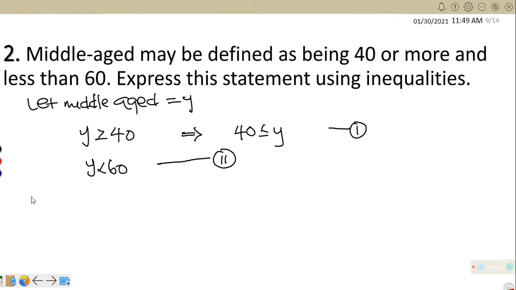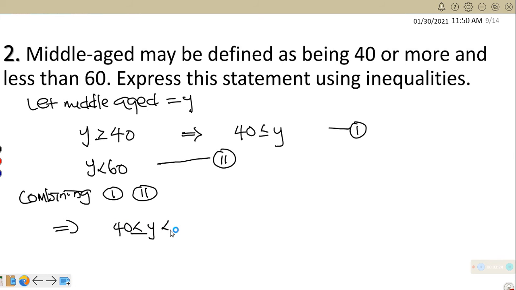Combining equation 1 and 2, that's the combined inequality. Combining 1 and 2, we have 40 less than or equal to y less than 60 as the expression, and that solves the problem.